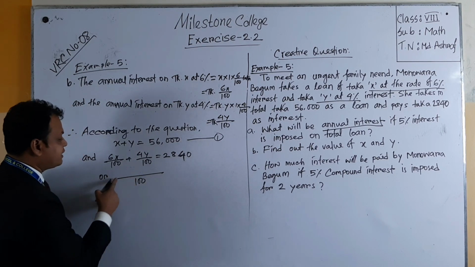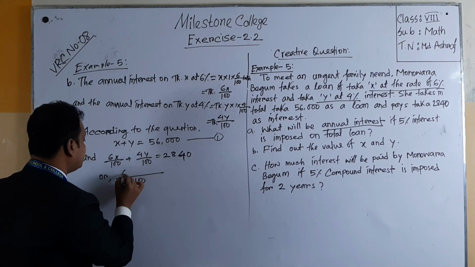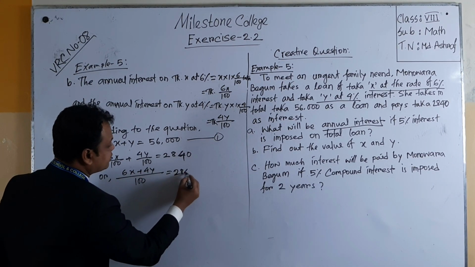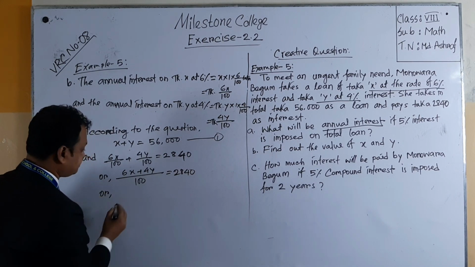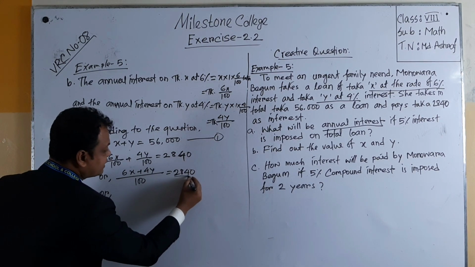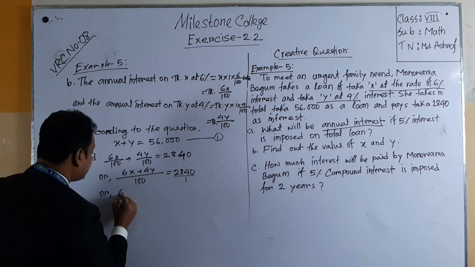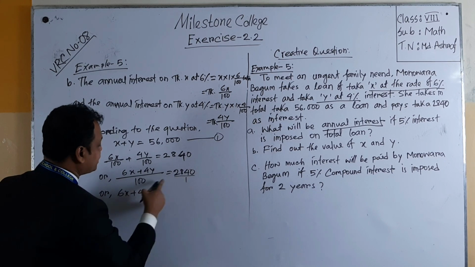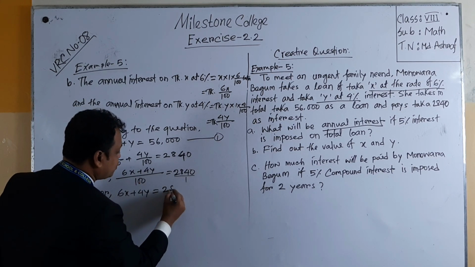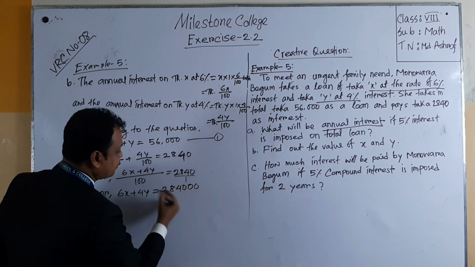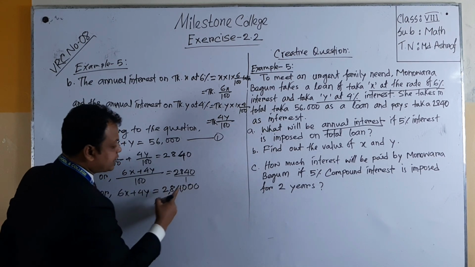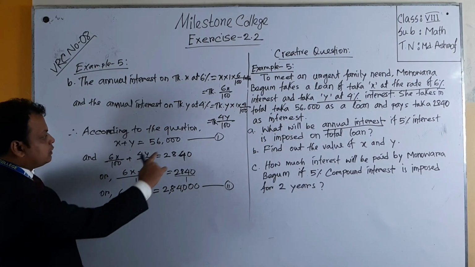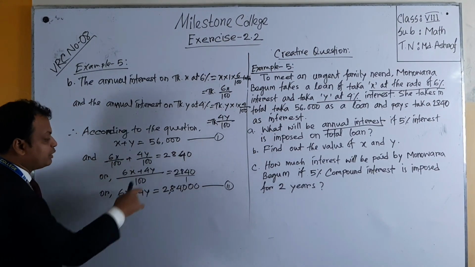Take 100 and do the LCM here, 100. Then you get 6x plus 4y equals 2,840. Or do the cross multiplication, considering there is 1. By cross multiplication we get 6x plus 4y equals 2,840 multiplied by 100. Another 0 gets added, so it will be 2,84,000. This is equation 2. Okay, now with equations 1 and 2 we will find the values of x and y.